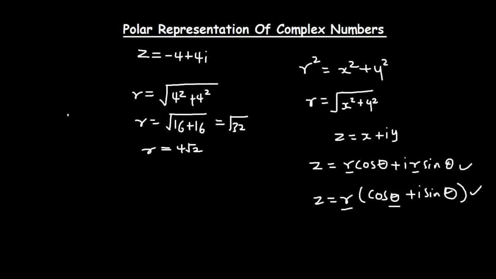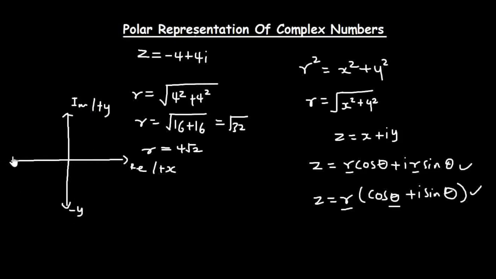But before then, let's plot this complex number in the complex plane. This is the real axis, and this is the imaginary axis. Or this can be the positive x, this can be the positive y, this is the negative y, and this is the negative x. So if I plot this, I have minus 4 here, and 4 here. This is the first quadrant, this is the second quadrant, this is the third quadrant, and this is the fourth quadrant. With this, we are going to use a simple formula.